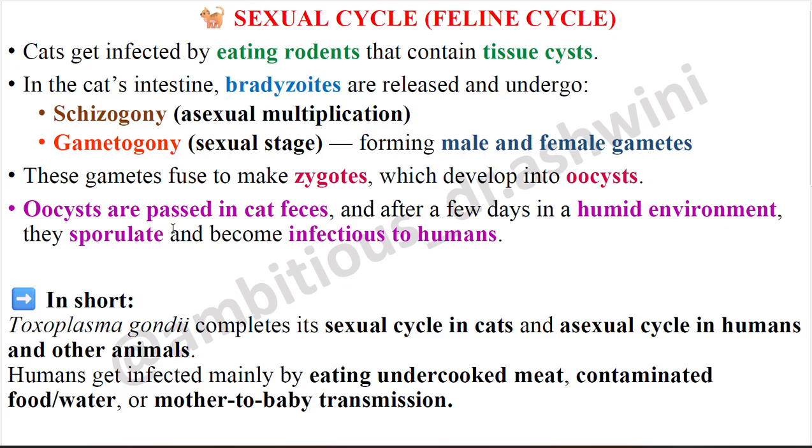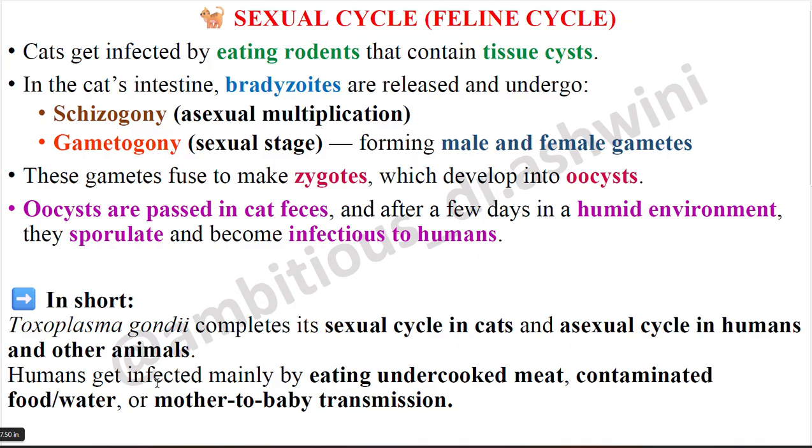Oocysts are passed in cat feces, and after a few days in the humid environment, they sporulate and become infectious to humans. So, in short, Toxoplasma gondii completes its sexual cycle in cats and asexual cycle in humans and other animals.